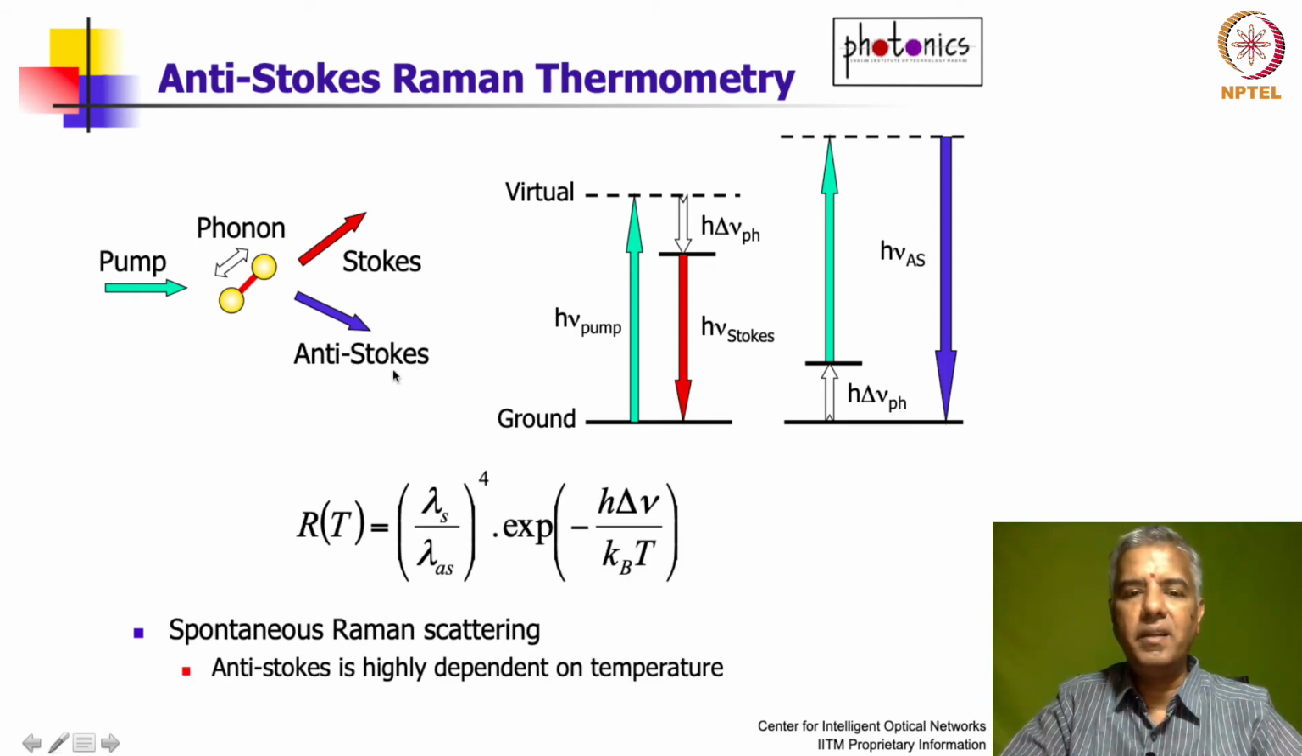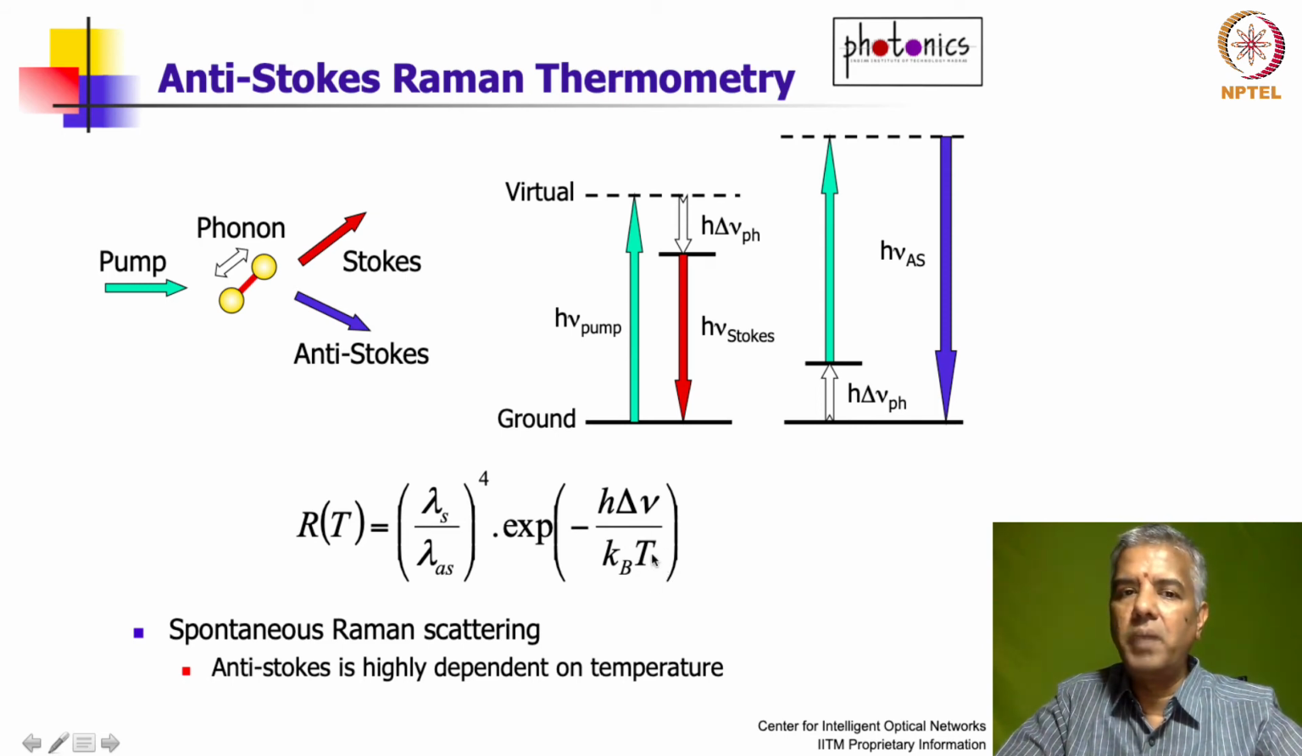So if you take the ratio of the anti-Stokes scattered light intensity to the Stokes scattered light intensity, that actually comes through a Bose-Einstein distribution, but it falls out as having this exponential dependence on temperature. Here delta nu corresponds to the delta nu of the phonon. The phonon h times delta nu corresponds to the phonon energy of the material. But the key point is it's got an exponential dependence on temperature.